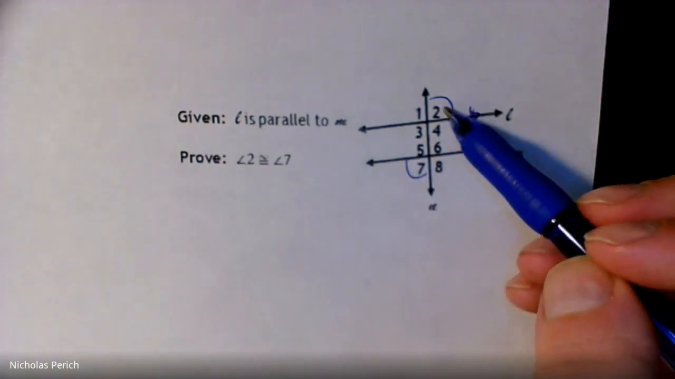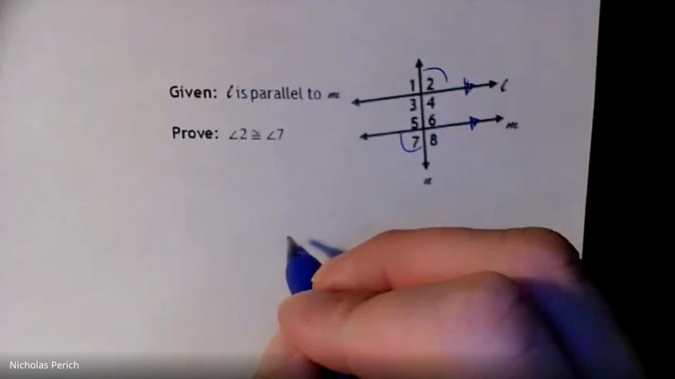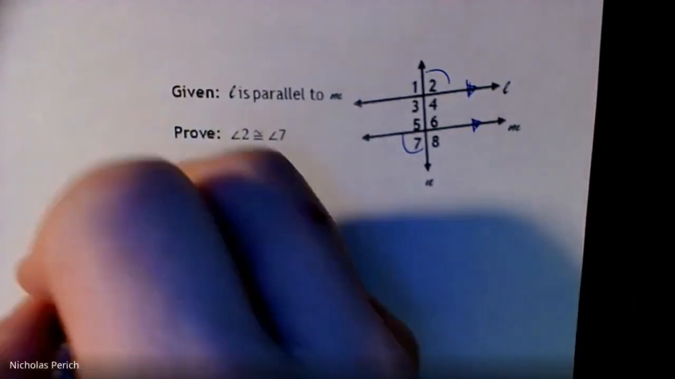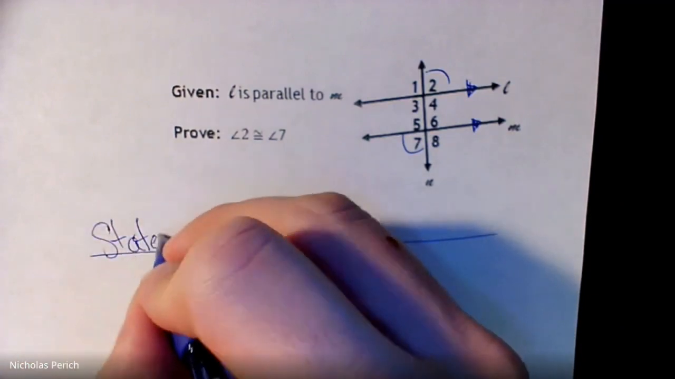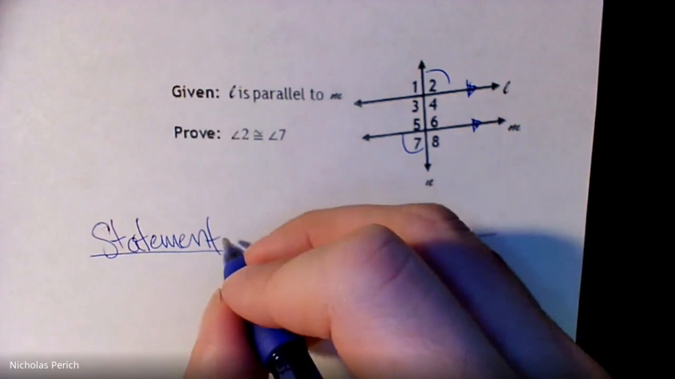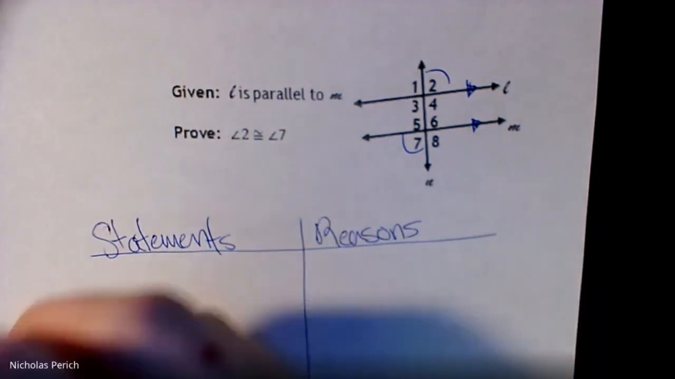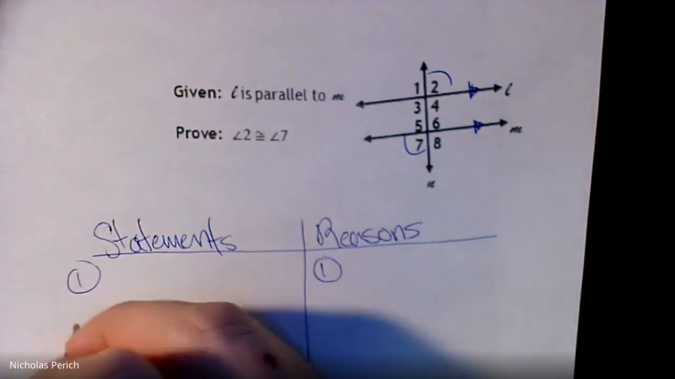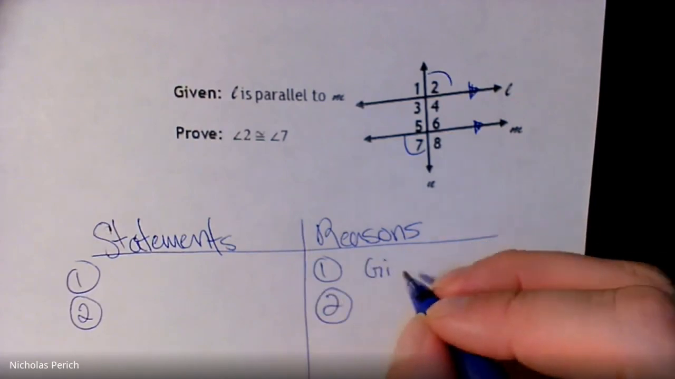There is a word for things like 2 and 7. Actually, 3 words. Can someone put in the chat what those 3 words are that can compare 2 and 7? Alternate exterior angles, Jill, is correct. So in the chat, what is always my first statement? The given, the given.